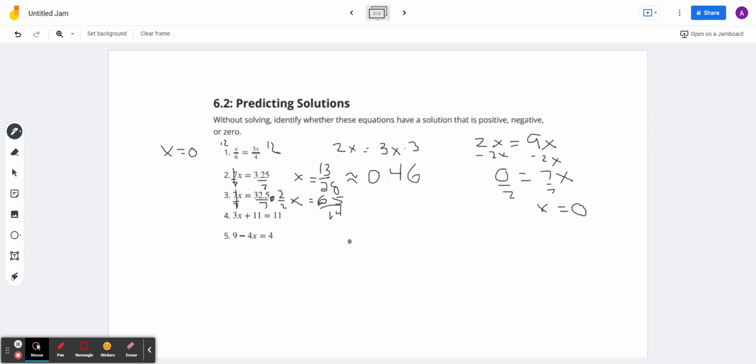And then this problem I'm going to rewrite over here. We have 3x plus 11 is equal to 11. Now to get x by itself, I'm going to subtract 11 from both sides. So here you would get 3x is equal to 0. Divide both sides by 3. And you would get x equals 0.